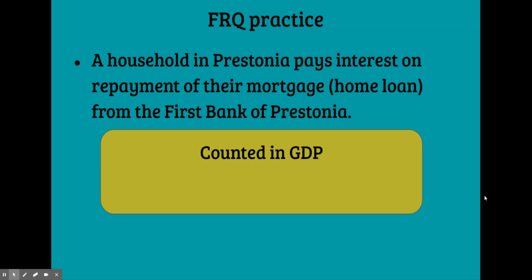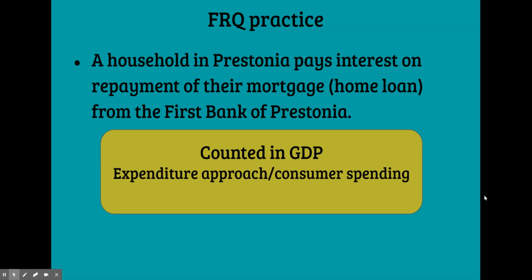But what category will they count under? Again, there's two potential answers here depending on how you look at the statement. If you look at it from the consumer's perspective, they're making a service payment. This means it's consumer spending under the expenditure approach. However, if you look at it from the lender's perspective, the payment is interest earned, making it a part of the income approach.